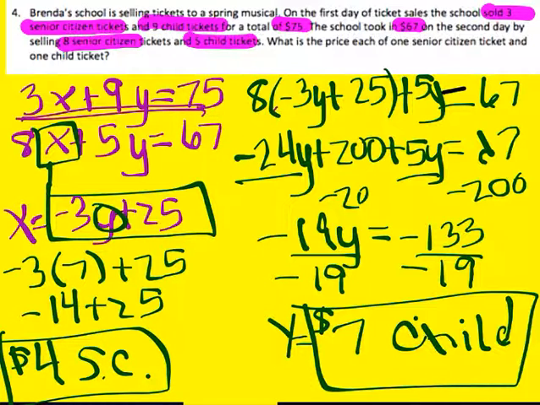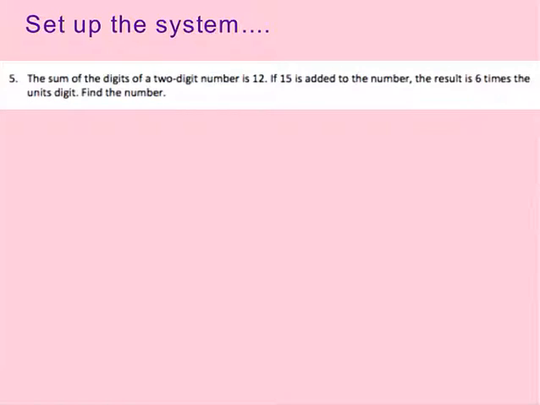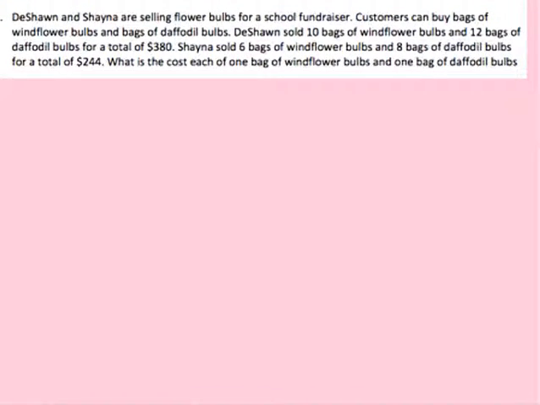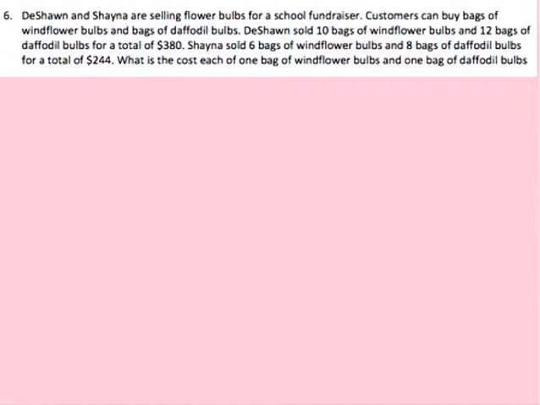Okay, so let's go ahead and move on to number 5, our last problem on here. So we're going to skip by that one. We're looking at this one. Okay, so this is number 5 for you guys. Deshaun and Shayna are selling flower bulbs for a school fundraiser. Consumers can buy bags of windflower bulbs and bags of daffodil bulbs. Deshaun sold 10 bags of windflower bulbs and 12 bags of daffodil bulbs for $3.80. Shayna sold 6 bags of windflower bulbs and 8 bags of daffodil bulbs for $2.44.